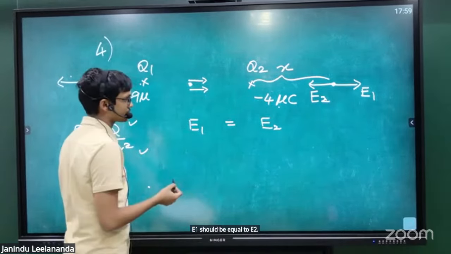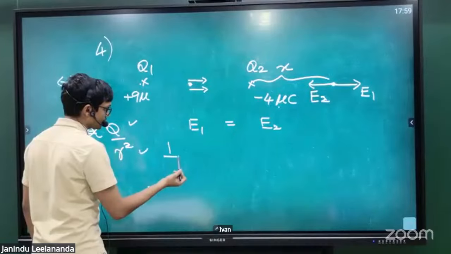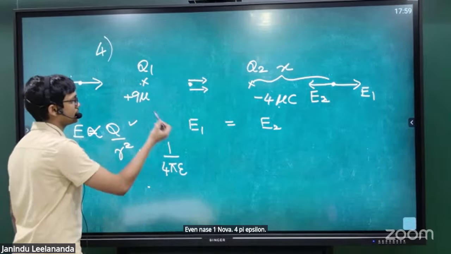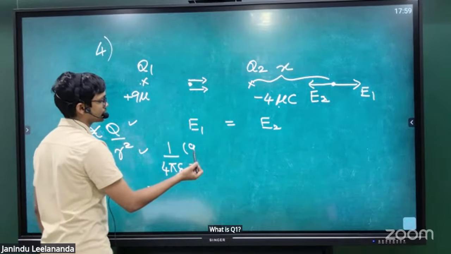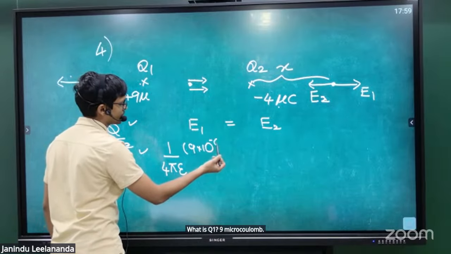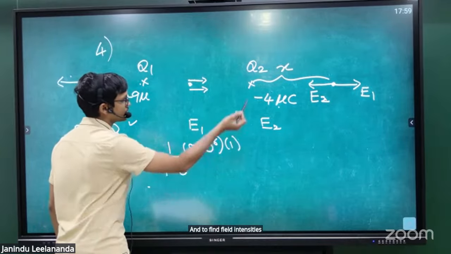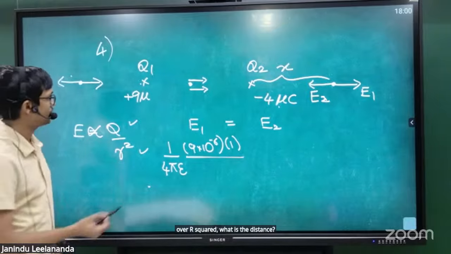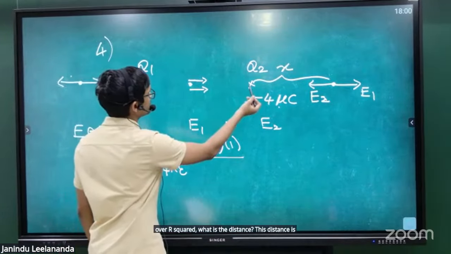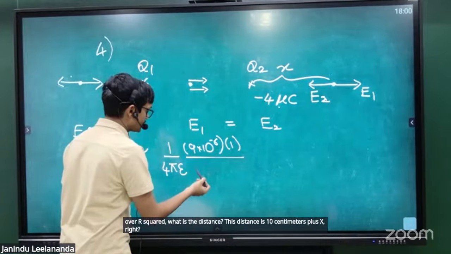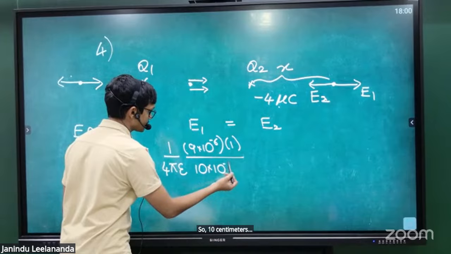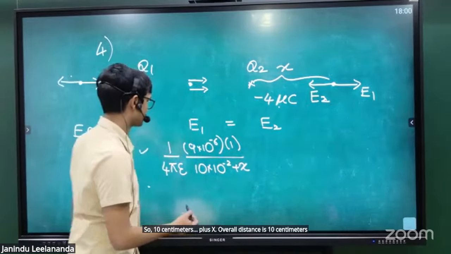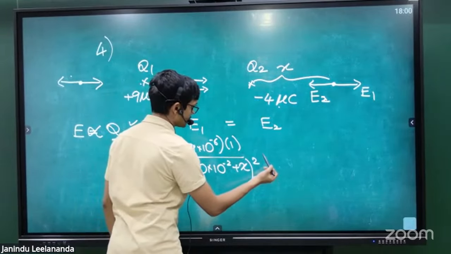What is E1? E1 is 1 over 4 pi epsilon. What is Q1? 9 microcoulomb. And to find field intensities, what we keep is 1 coulomb there, right? Over r squared. What is the distance? This distance is 10 centimeters plus x, right? So overall distance is 10 centimeters plus x, squared.